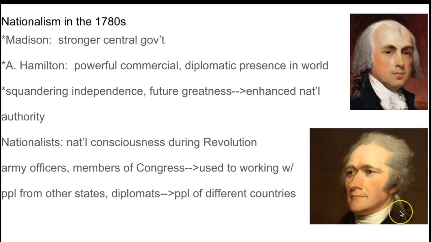Alexander Hamilton, this is him. He was all about business. He had a brilliant business mind, banking, those kinds of things, and he was well known in the world. He was concerned that we were squandering independence and our chance at future greatness, and wanted enhanced national authority to combat that.